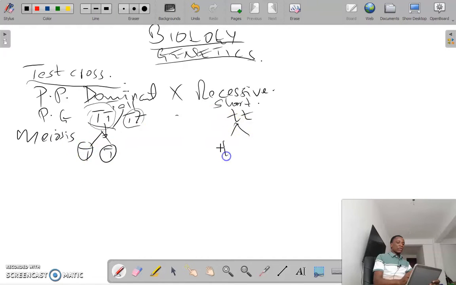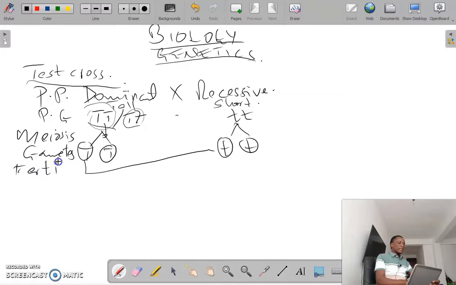Then this one also will form gametes, the same thing. After formation of gametes, you label them as gametes. Next is fertilization, so you label there fertilization, with an F.